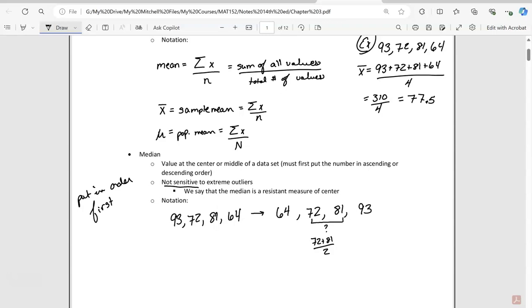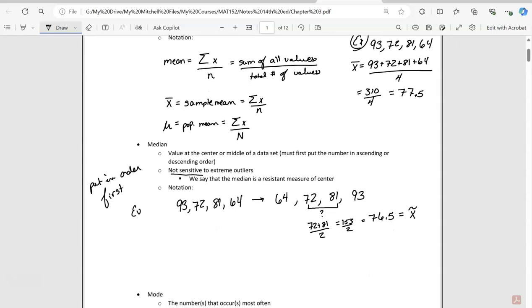So if I take 72 plus 81, I get 153. And if I divide that by 2, that's going to tell me the number that's in the middle. So we would say that's the median. And the notation for the median is going to be X with a little tilde over the top. And that means that we're looking at the median. Now, notation for the median, there's only one, and it's going to be this notation. We do not have a separate notation for a population like we do with the mean.